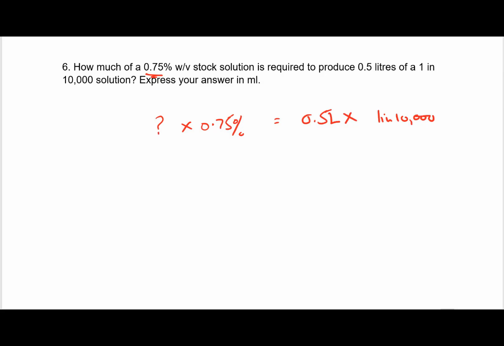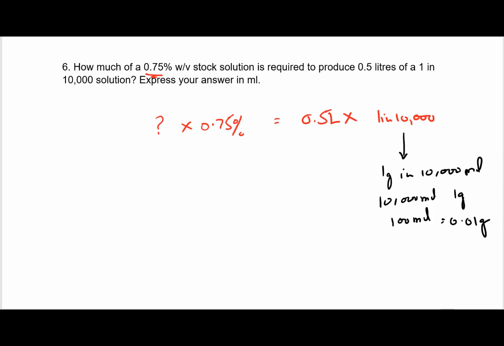I can use C1V1, C2V2 here again, but I would have to make sure first that the units are the same on both sides. So the starting concentration of the solution which I have is in percentage. So let's convert this into percentage as well. So 1 gram in 10,000 mils. In 10,000 mils, it's 1 gram. In 100 mils, it will be, because percentage is out of 100 mils, 0.01 grams.